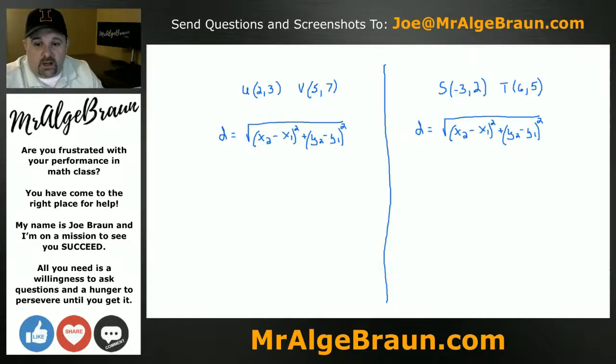So let's dive into the problem here. I've copied down two specific problems for the distance formula. That's going to be the problem that I'm going to work on today. This first point, we have u at 2, 3 and v at 5, 7. This one's kind of an easier one. But before I dive into this, I want to go ahead and talk about what these are.